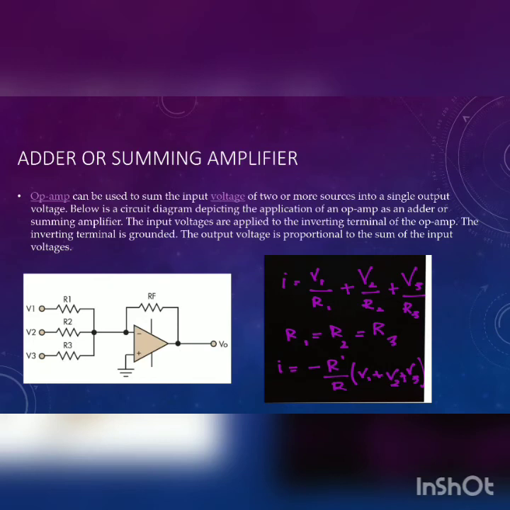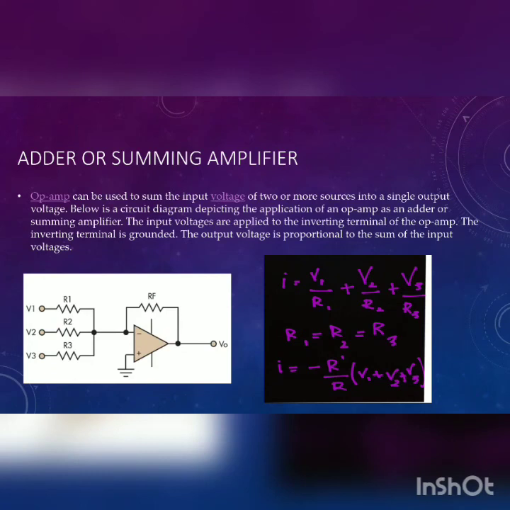Last but not the least, adder or summing amplifier. Op-amp can be used to sum the input voltages of two or more sources into a single output voltage. Below is a circuit diagram representing the application of an op-amp as an adder or summing amplifier. The input voltages are supplied to the inverting terminal of the op-amp and the non-inverting terminal is grounded. The output voltage is proportional to the sum of the input voltages, which is clearly illustrated in the diagram below, where V1, V2, V3 and R1, R2, R3 are marked.